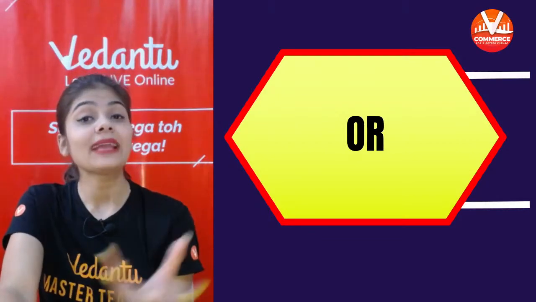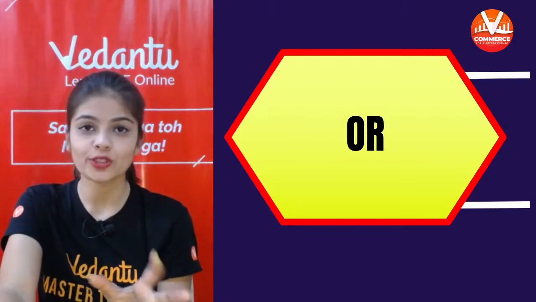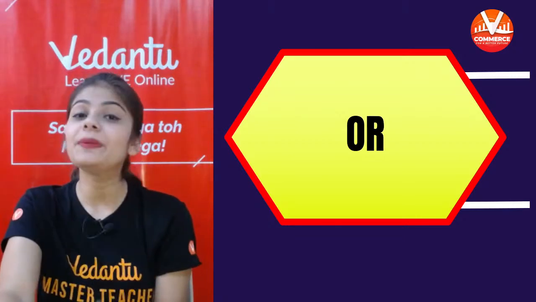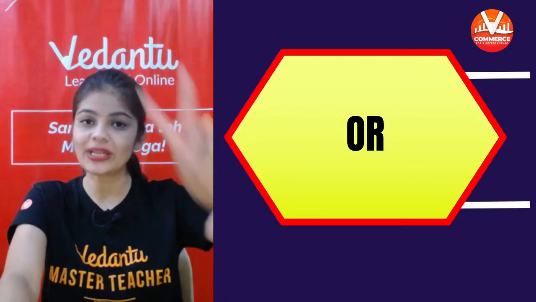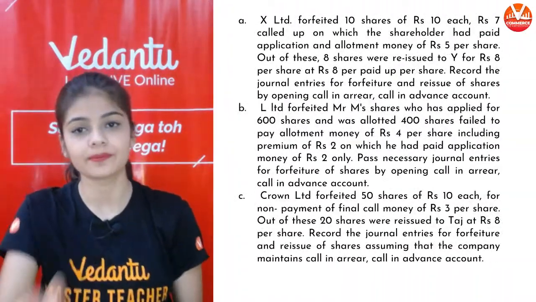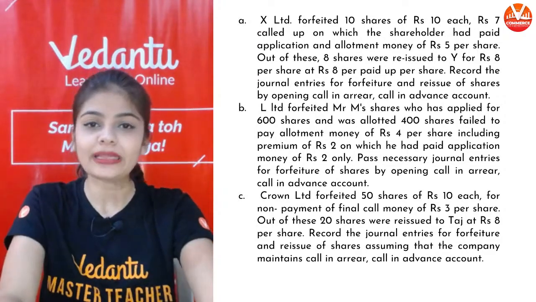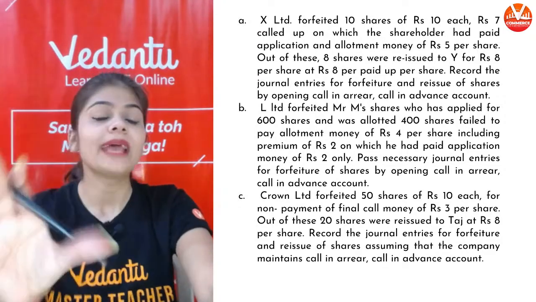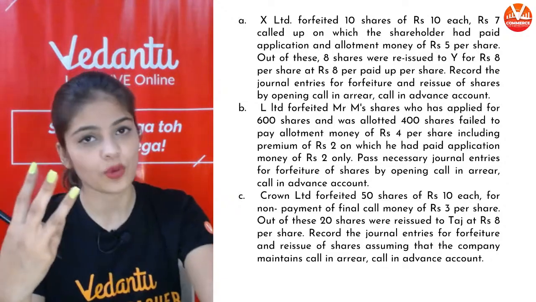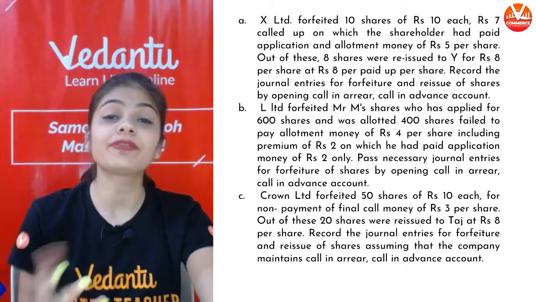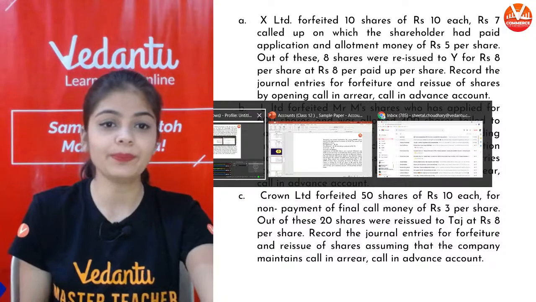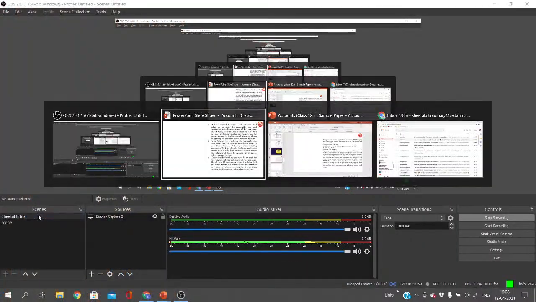So you will be getting choice in this question also. In shares, we will be getting choice. So 2 questions will come from shares chapter and you have to attempt only one. So now let's go to the next question. There are 3 parts in this question and all the parts are from share forfeiture.